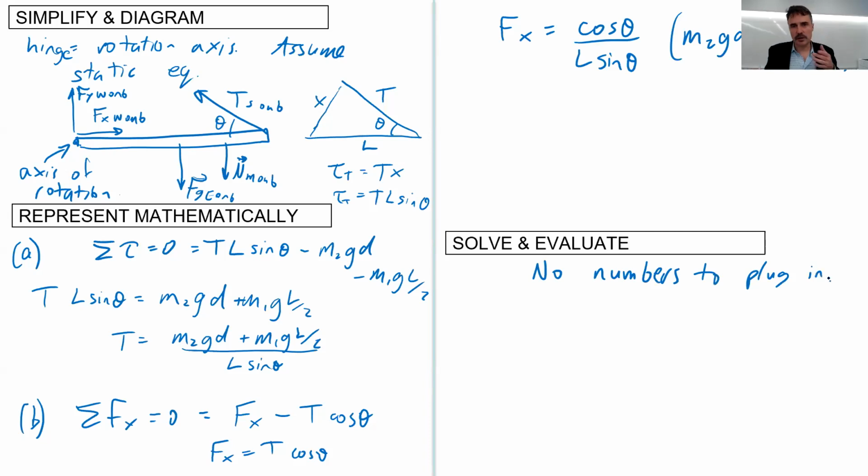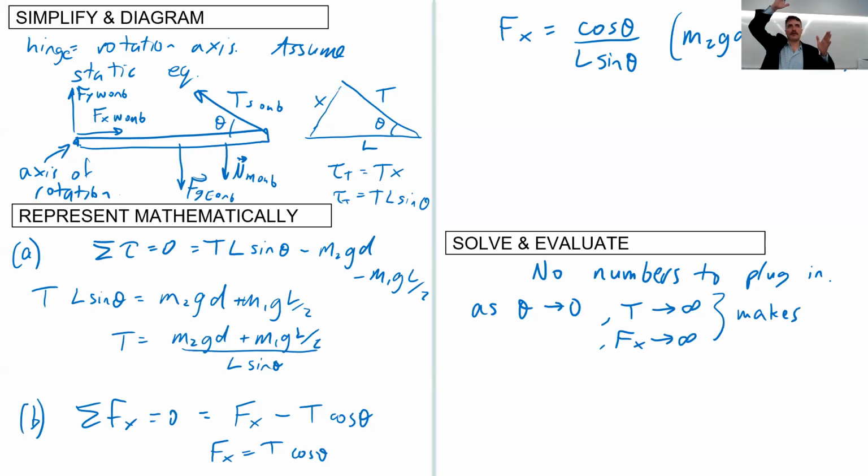One thing you can do, Atkina suggests, is that maybe you could try limits. So maybe as theta goes towards 0, what's interesting is that sine theta goes to 0, so the tension will approach infinity. And also Fx will approach infinity. Again, there's a sine theta on the bottom. So this makes sense. You can't support the beam with a cable that is just parallel to the beam. The whole thing will just fall. So it makes sense that you would need an infinite tension.